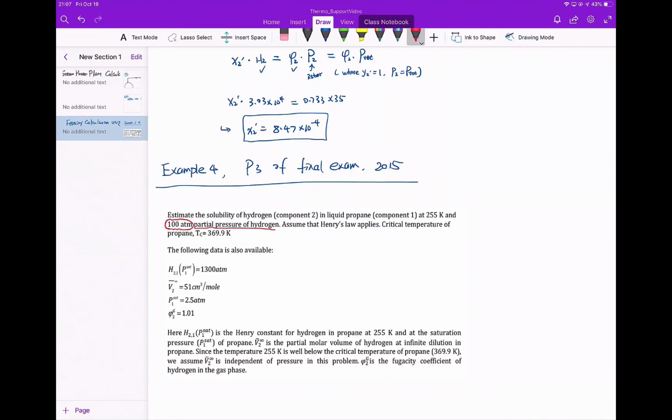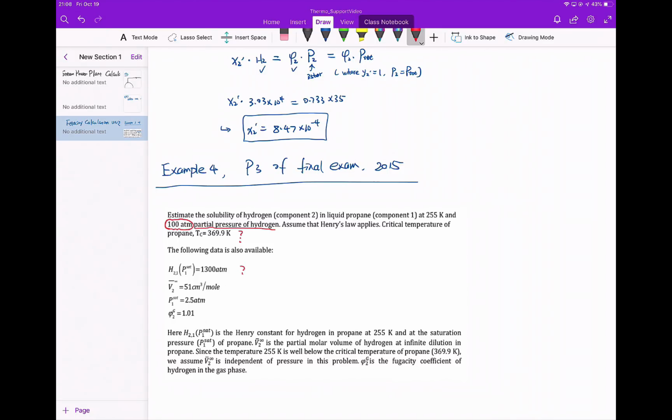Critical temperature of propane, T sub C, would be 369.9 Kelvin. Why do we need to use that critical temperature, right? We don't have a clear view of this. The following data is also available, which is H2 in 1 at P1 saturation, the saturation pressure of liquid propane, is 1300 atm. This is a little bit strange, so we need to understand this.